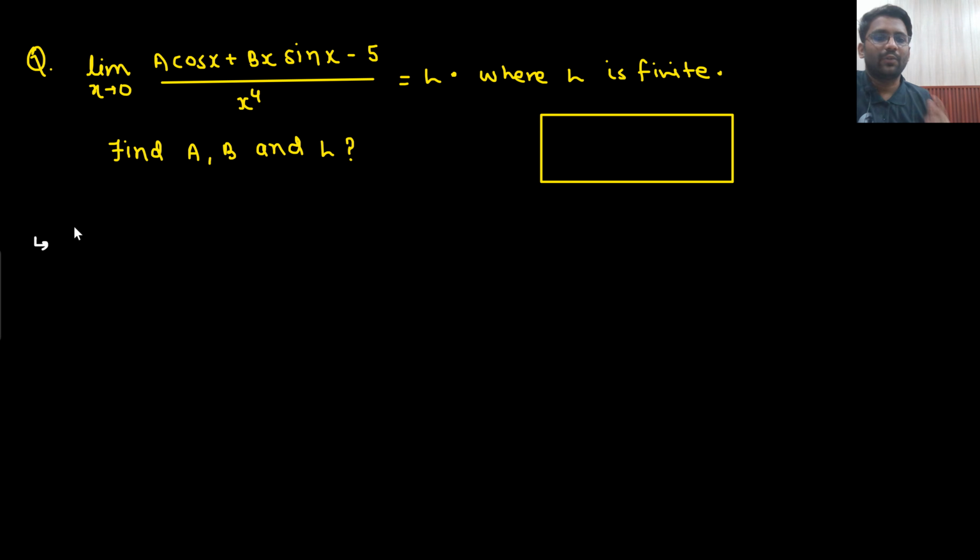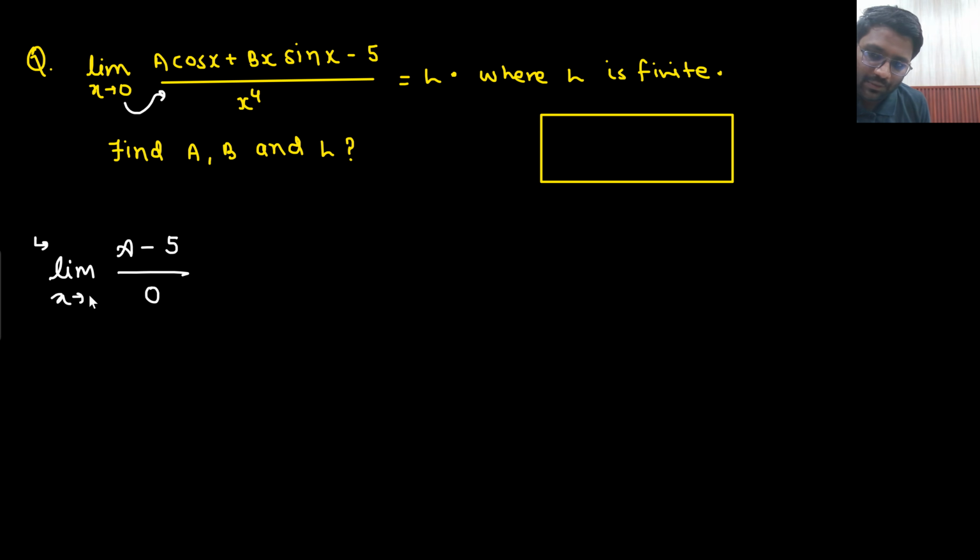How you would have thought. Sir, if I directly put the limit here, what will I get? A plus, because cos 0 is 1. Then, sir, b into 0 sin 0, that is 0. Then, sir, minus 5 divided by 0. Right?